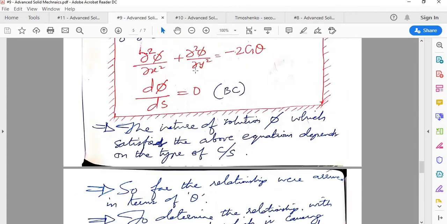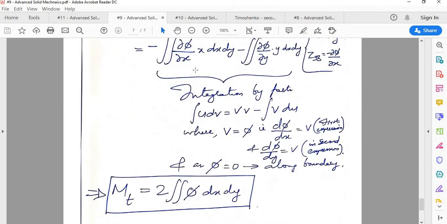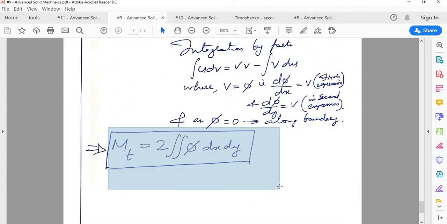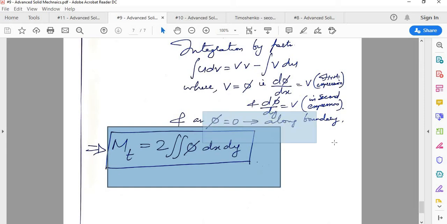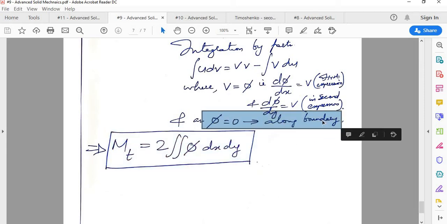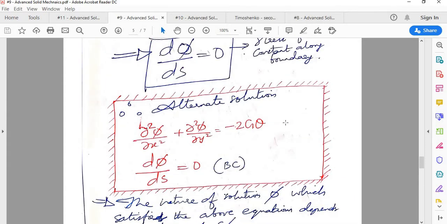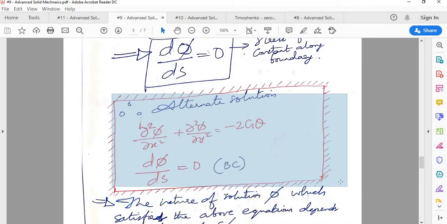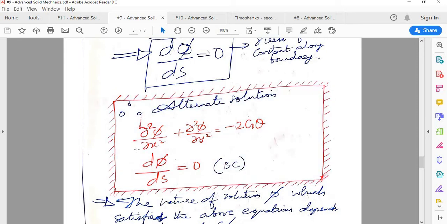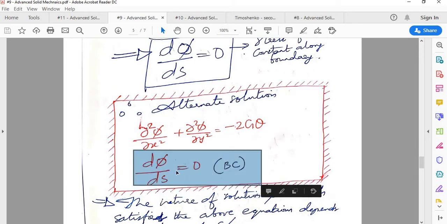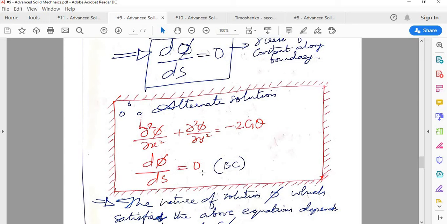If you remember correctly, one of the things that we said was that in the final derivation of MT, we had taken phi as 0 along the boundary. So how is that possible? That was asked. First of all, these are the two equations that we had arrived at in terms of the stress function. The second equation states that d phi by ds equal to 0, which means the derivative of phi with respect to s, where s denotes the boundary, is 0.